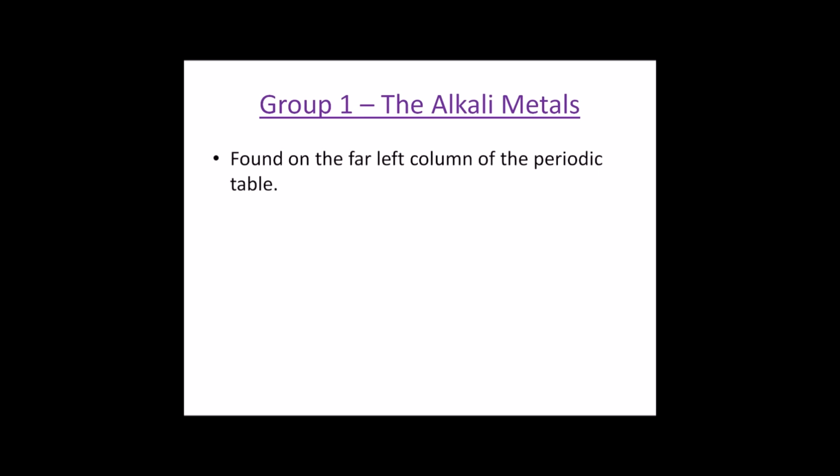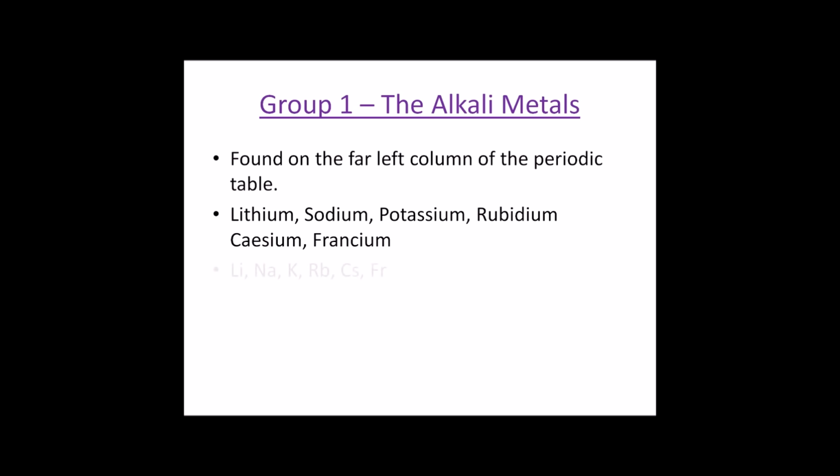The alkali metals are found in the far left column of the periodic table, going from top to bottom. They consist of lithium, sodium, potassium, rubidium, cesium and francium. Their symbols are Li for lithium, Na for sodium, K for potassium, Rb for rubidium, Cs for cesium and Fr for francium. I believe that Na stands for natrium, which is the German for sodium, and K is kalium, which I think is also German, and that's just because of the international symbols.